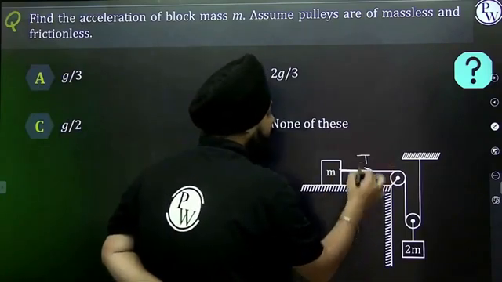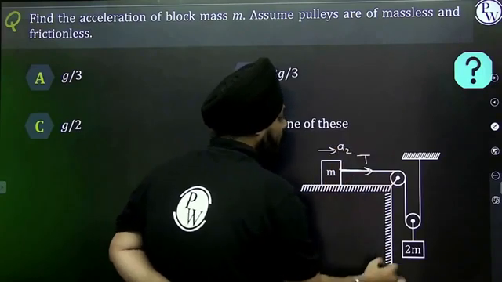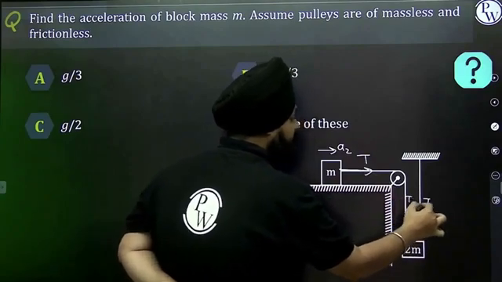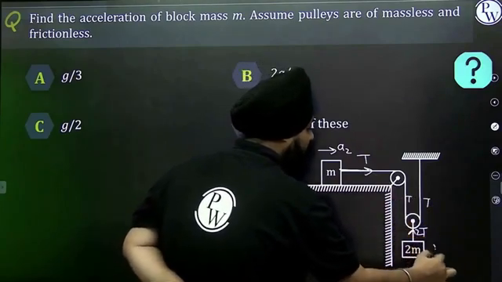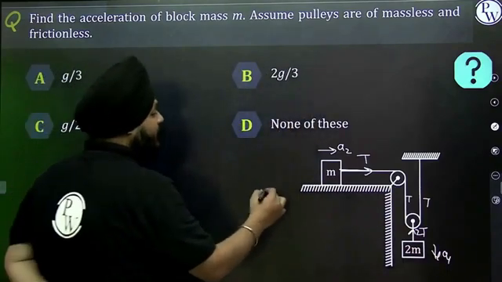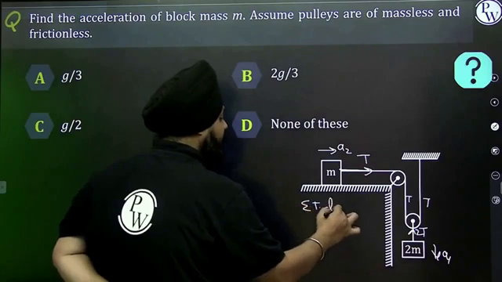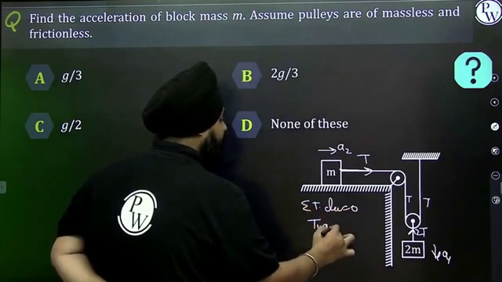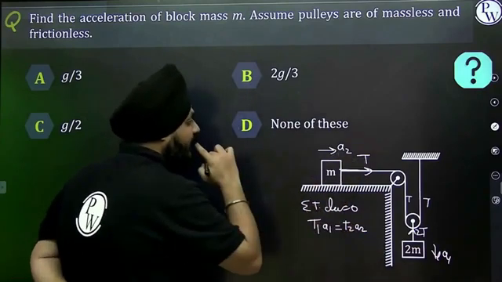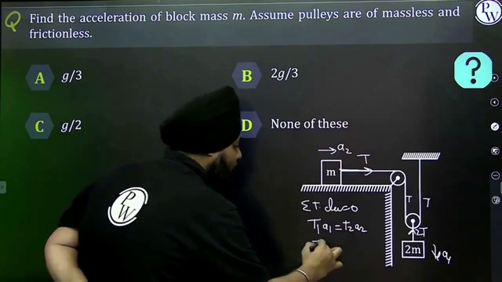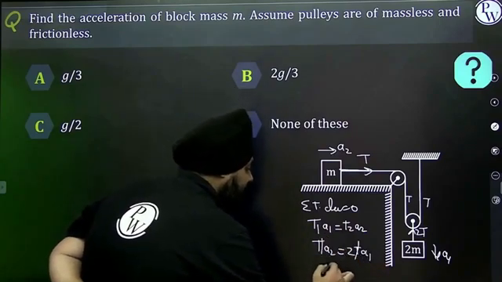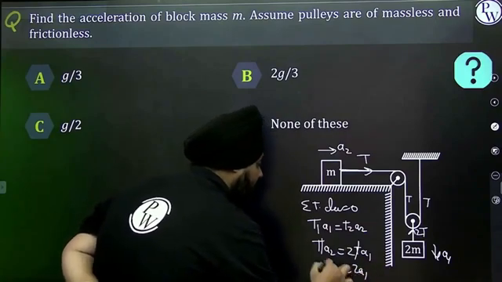Suppose this is T acting in this direction. This is acceleration A2. Suppose this is T, then this is T, this is T, T, and to balance this we are having 2T. And this will be A1 in the downward direction. So according to the constraint relation, sigma T dot dA is equal to 0. T1 A1 is equal to T2 A2. So we can have T of A2 is equal to 2T of A1. T is going to cancel. We are having A2 equal to twice of A1.